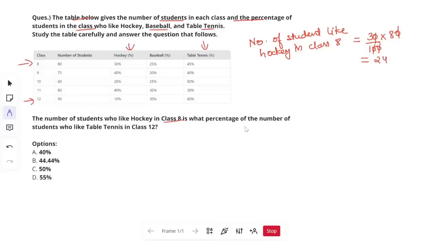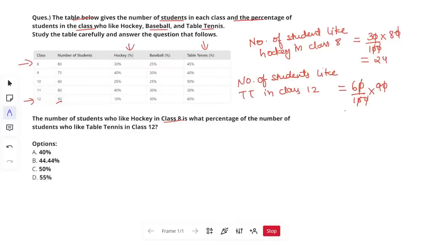Let's see the next thing: what percentage of the number of students who like table tennis in class 12? For that also, let's find out the number of students who like table tennis and are in class 12. If you see, class 12 and table tennis is 60%. So we will find 60% of the total students in class 12, which is 90. We can write 60% this way, 60 upon 100 into 90. The zeros will cancel with zeros. We will be left with 6 9s are 54, right? So now we have the number of students.